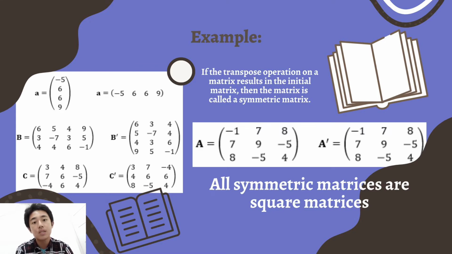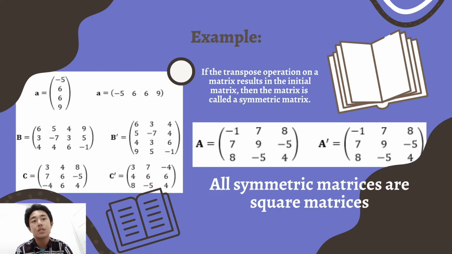So the key to this transpose is we look for the column. So yeah, let's do it. So 3, 7, negative 4 becomes the first row. 4, 6, 6 becomes the second row. 8, negative 5, and 4 becomes the third row. And it is changed also when we transpose. The columns also change. After the transpose, the columns become 3, 4, 8, 7, 6, negative 5, negative 4, 6, and 4. It is different. It's always different.